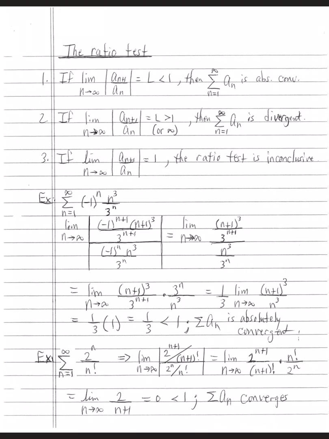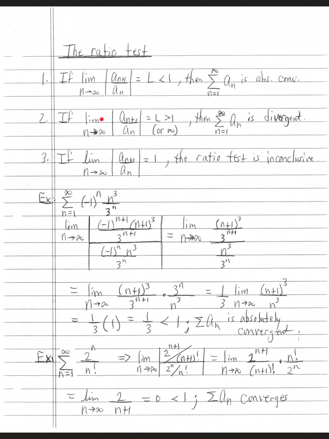The ratio test: if the limit as n goes to infinity of your a sub n plus 1 term over a sub n term is equal to L, a finite number less than 1, then your infinite series is absolutely convergent, which means it's convergent.